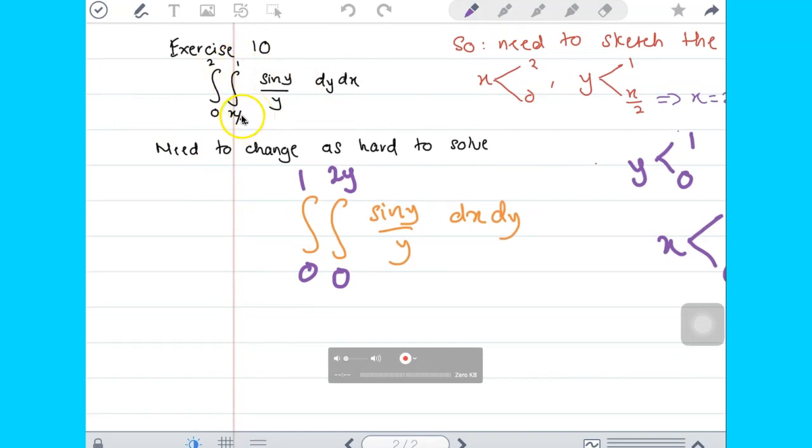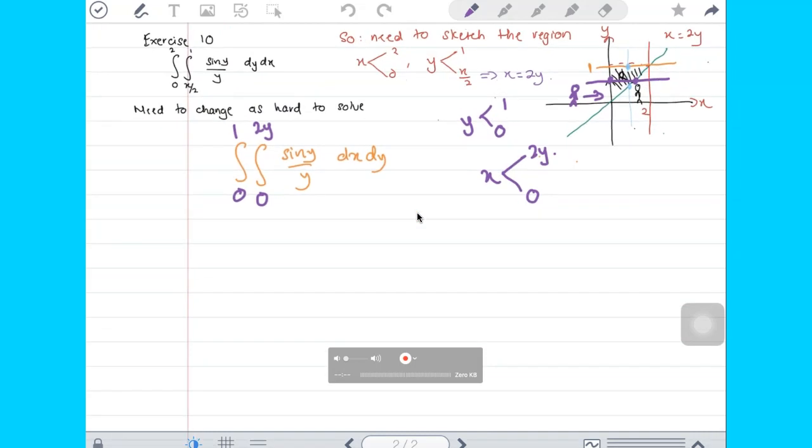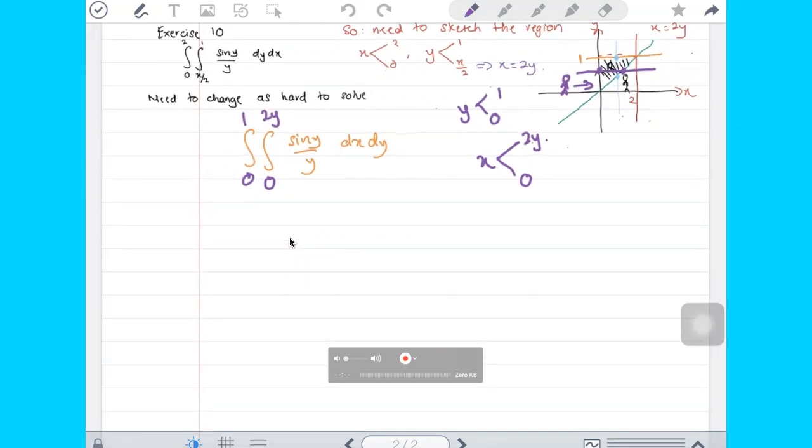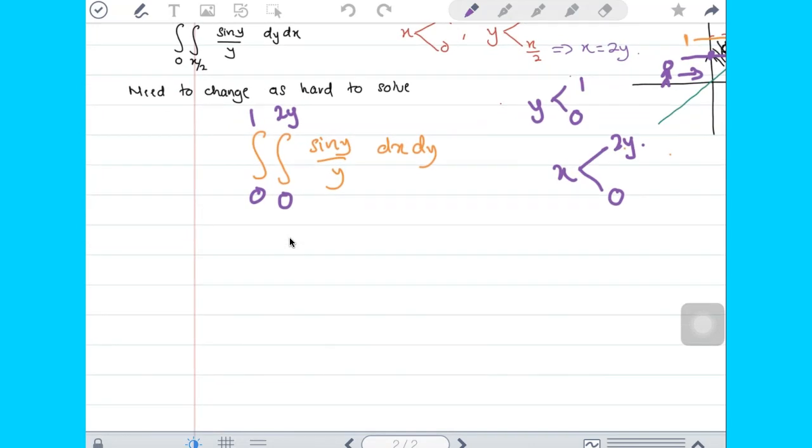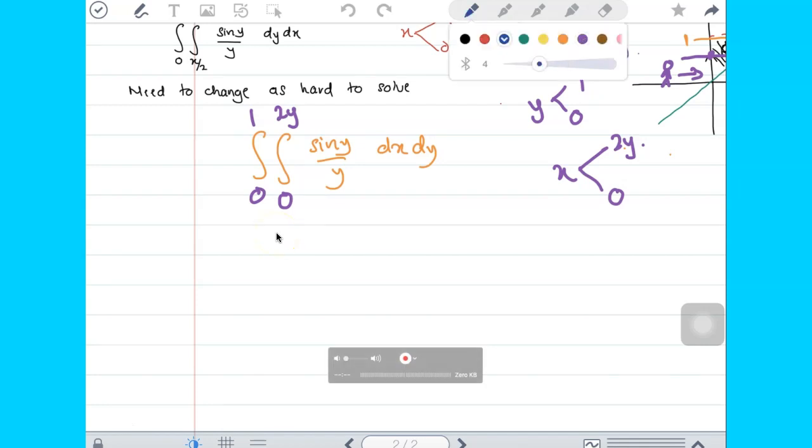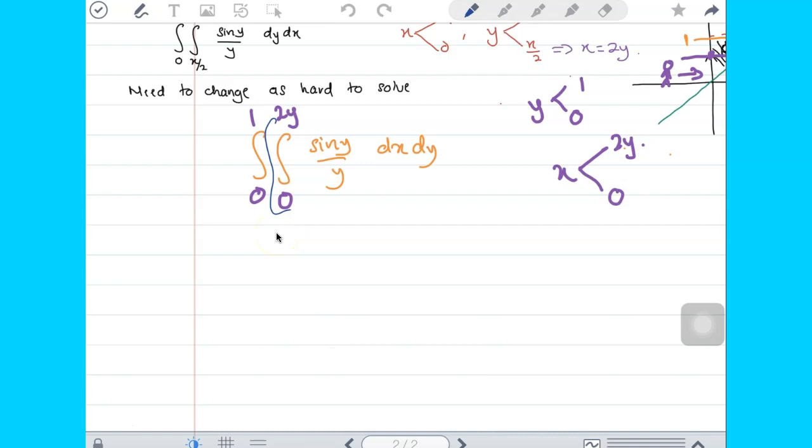No, they are not the same, right? They are not the same. Okay, but still using the same region. Okay, so now based on this new order and also limit, you can see that we have to solve for the inner integral. So we need to solve this first.